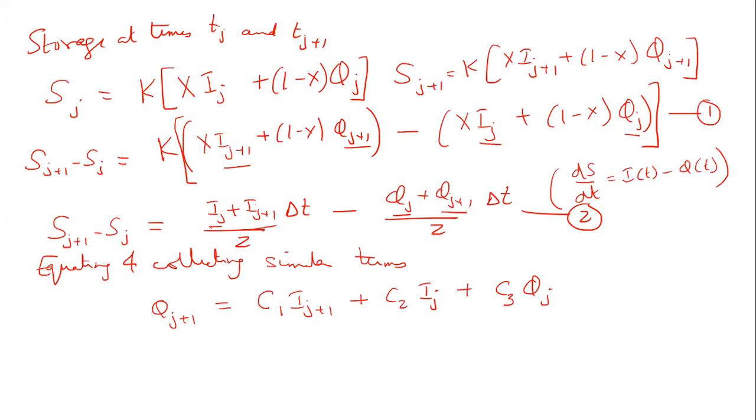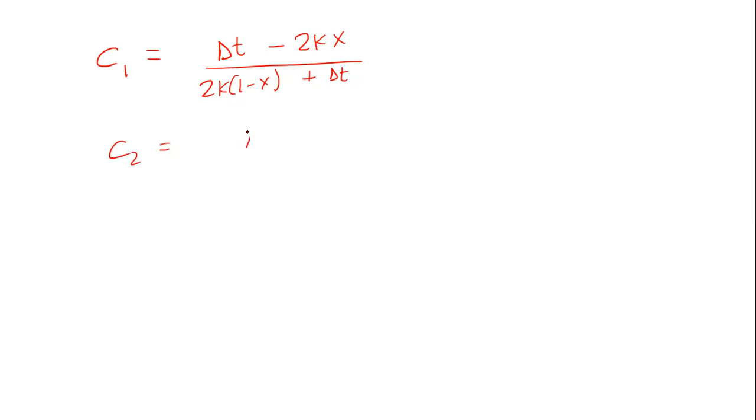Okay, so the C1, C2, C3, I'll just write out what those are. You don't have to memorize them. You can simply derive it by equating the terms and then finding the coefficients of each of those terms. So C1, please don't bother memorizing this. C1 is simply delta T minus 2kx divided by 2k times 1 minus x plus delta T. C2 is delta T plus 2kx divided by 2k times 1 minus x plus delta T.